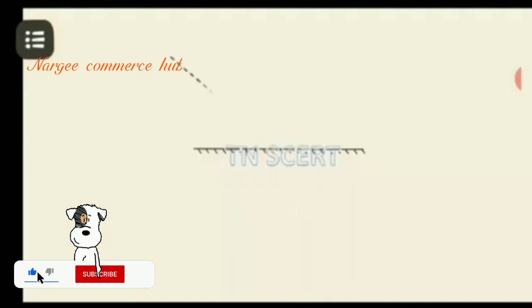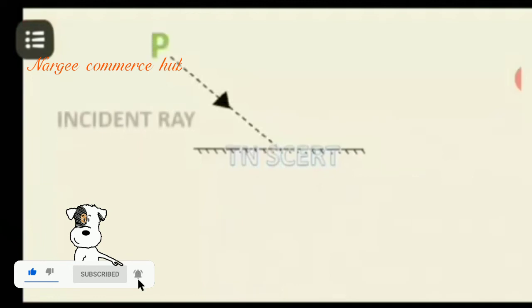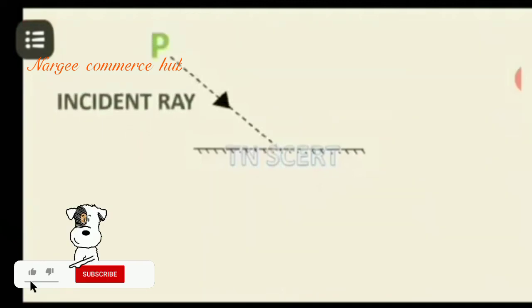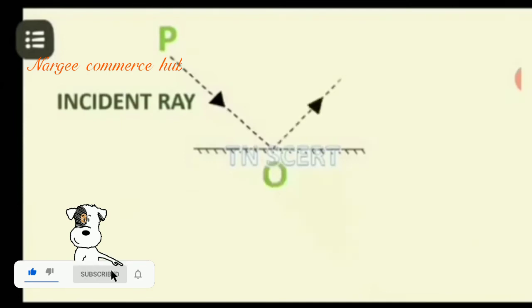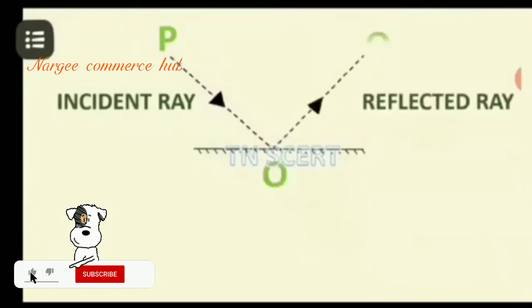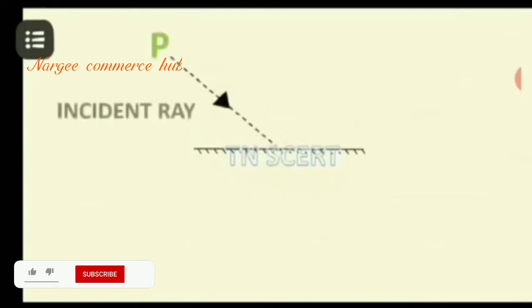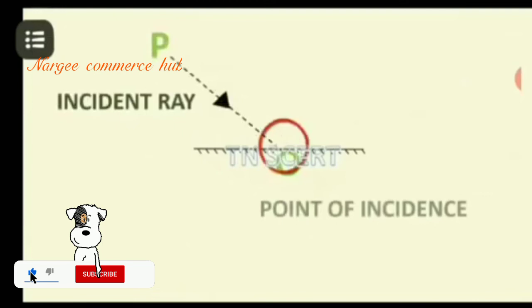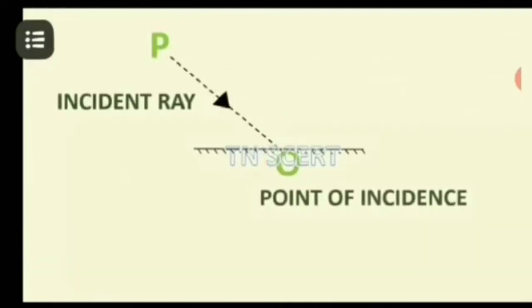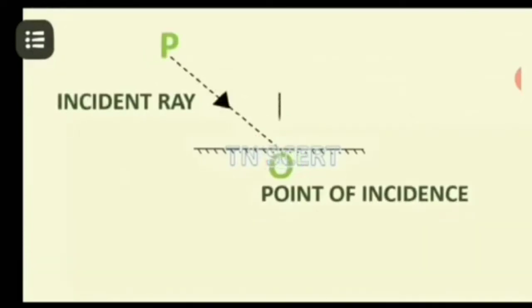Now I show about reflection and the laws of reflection in this video. The ray of light that falls on the reflecting material is called the incident ray. Then the ray of light that comes from the reflecting material is called the reflected ray. The incident ray strikes the reflecting surface at a point. That point is called the point of incidence.